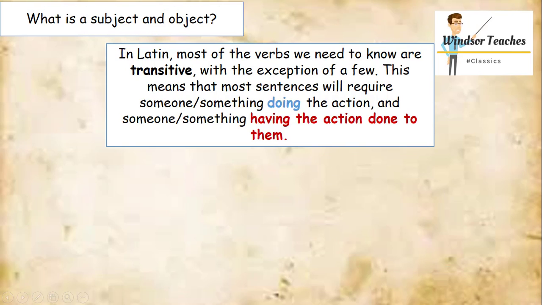So in Latin, most of the verbs we need to know are transitive, with the exception of a few. This means that most sentences will require someone or something doing the action and someone or something having the action done to them. So let's look at examples.